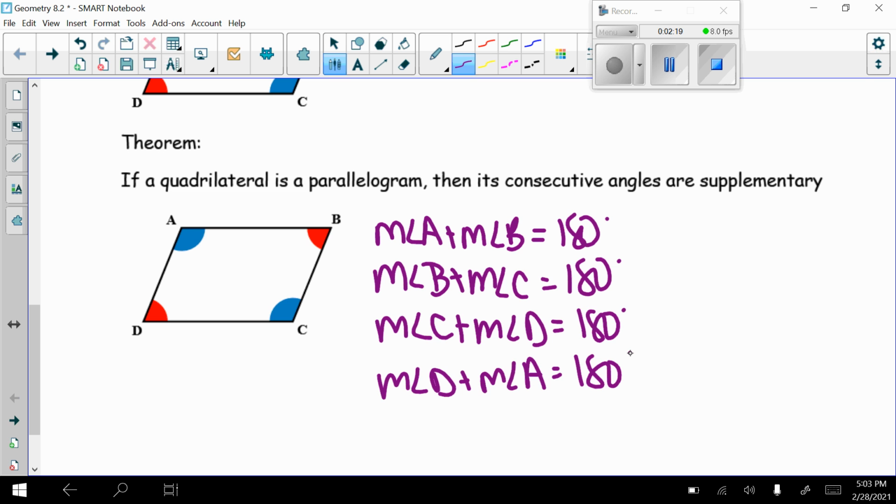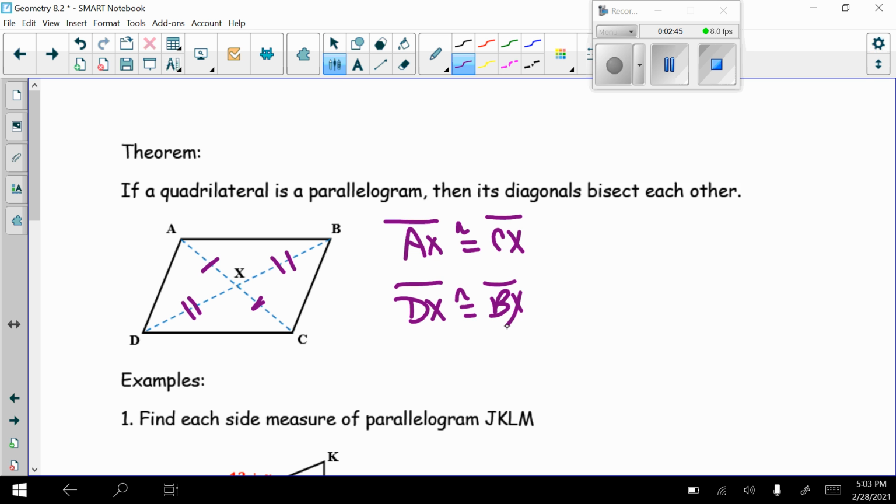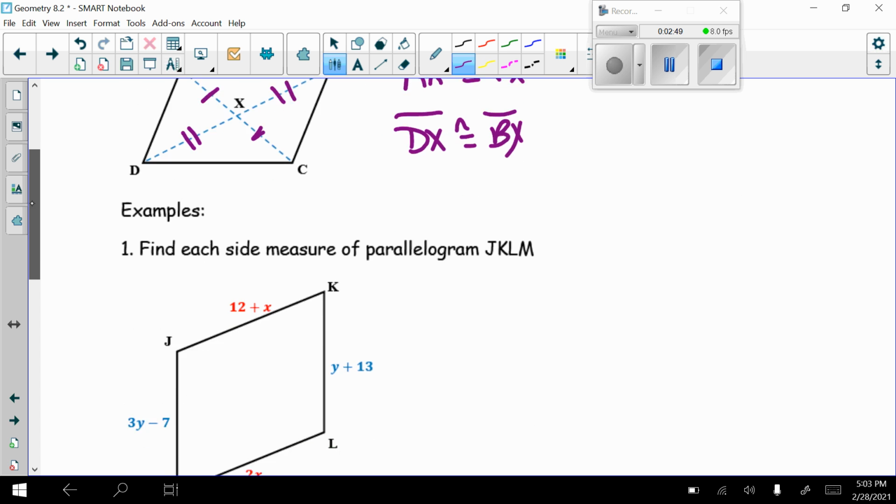Okay, one more theorem to go. The next theorem tells me that if a quadrilateral is a parallelogram, then its diagonals bisect each other. Remember that bisect means cuts it in half. So I could say that this side is congruent to this side. So I could say that AX is congruent to CX. But then I could also say that DX is congruent to BX. So now we're going to work some problems using those theorems.